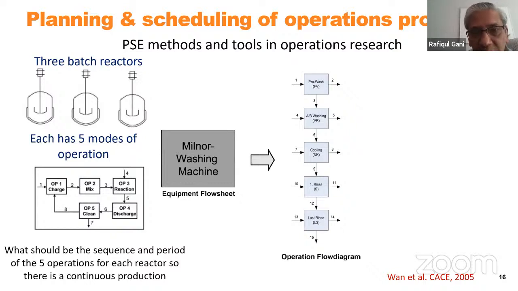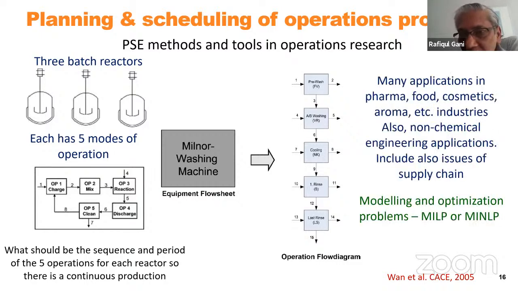Another interesting non-chemical engineering problem could be finding the sequence for these operations that you see for a washing machine. What should be the least time and the least amount of fresh water needed to get the washing that we need to do? So all these are planning and scheduling kind of problems, and these are very common in pharma, food, cosmetics, aroma industries, also non-chemical engineering applications.